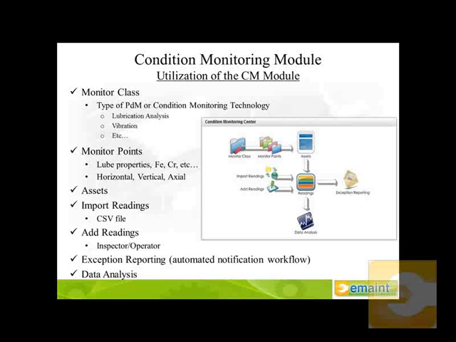So the exception reporting then is pointing to what the outcome results are. As a result of setting up the monitoring classes, the monitoring points, adding the readings or results, if you will, of the analysis and or inspection, we then have the capability of outputting exception reporting. In other words, what's taking place above or below set points that we can create within the system. And these can be automated workflows, or they can be manually downloaded reports.